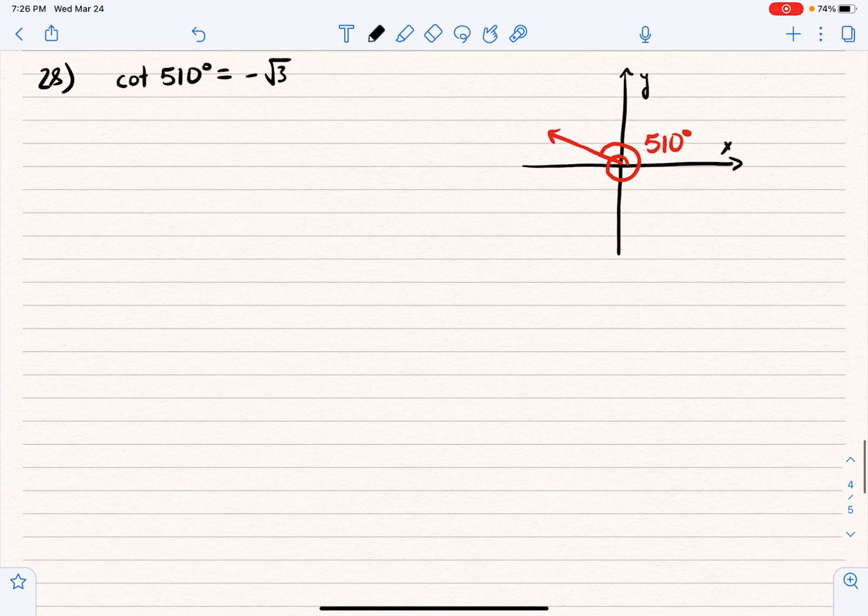And the last problem, number 28. Sorry if this has been boring for you guys. I'm just trying to make sure you fully get it.